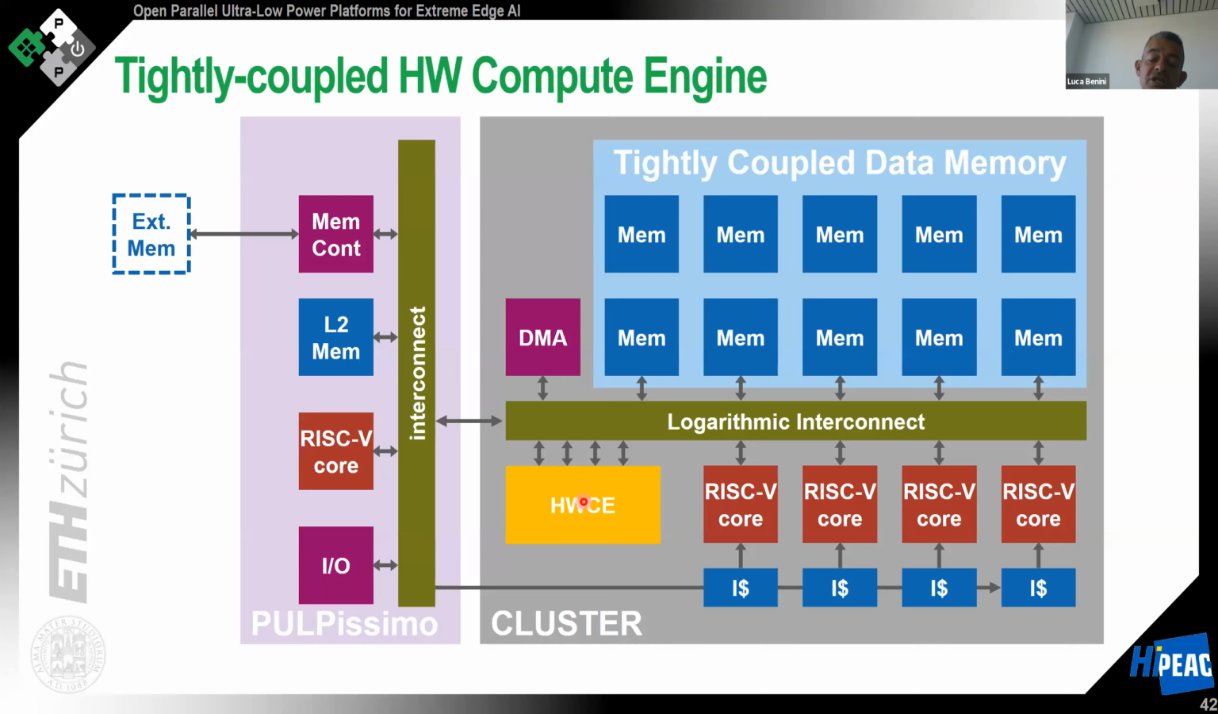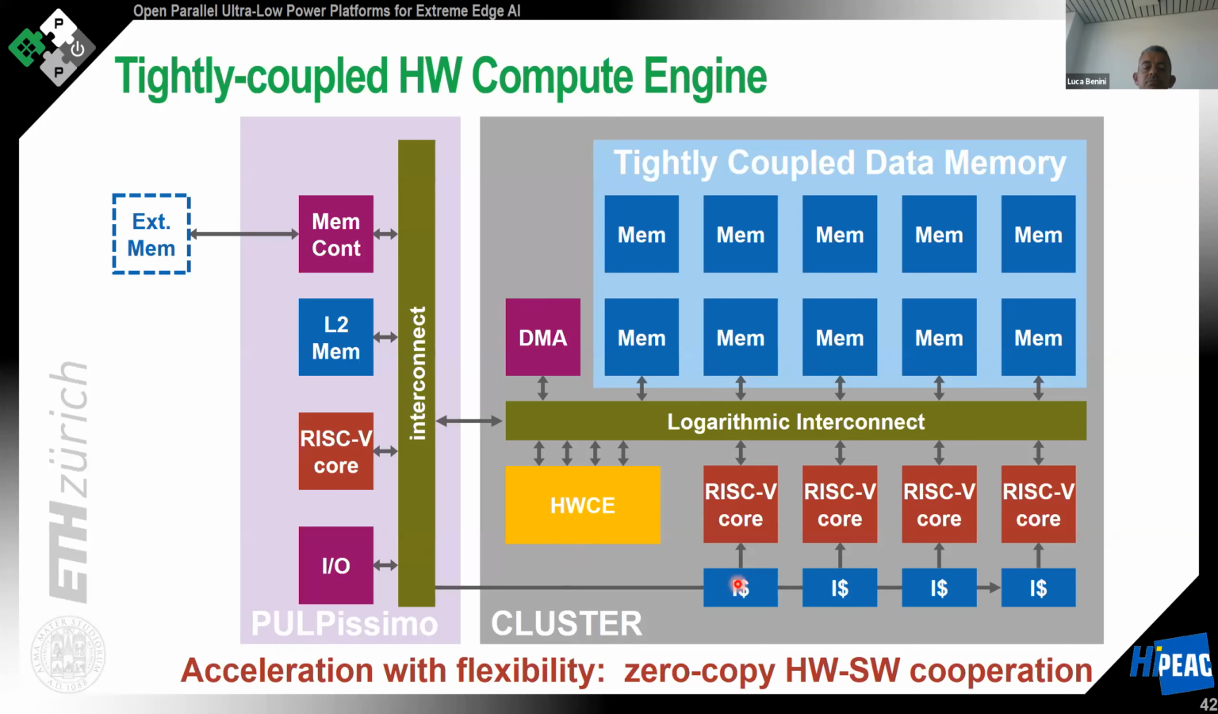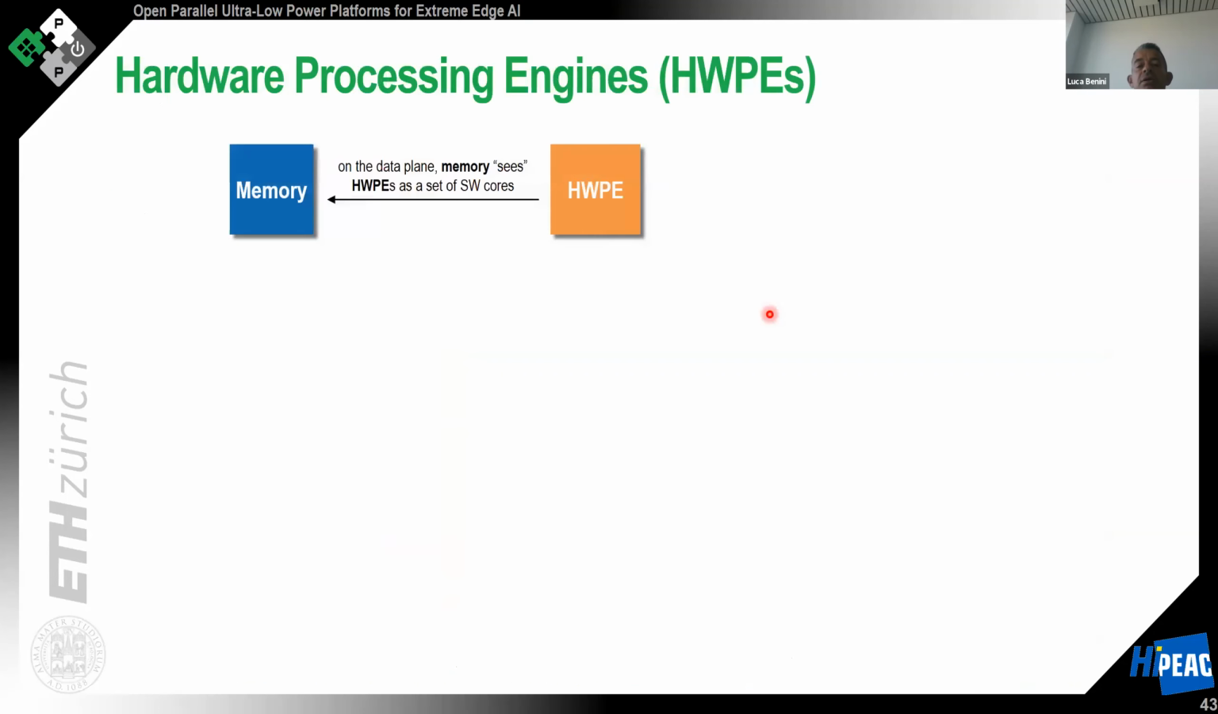The hardware compute engine is a specialized engine that does not need to fetch instructions because it's specialized, and accesses the shared memory like the processors. At the same time, it doesn't need to fetch instructions and doesn't need to pay the von Neumann bottleneck of the processors. So the key idea here is that this hardware accelerator will be sharing the memory, the TCDM, with the cores, so we don't need to have copies of data from the accelerator to the cores, but they will share the memory.